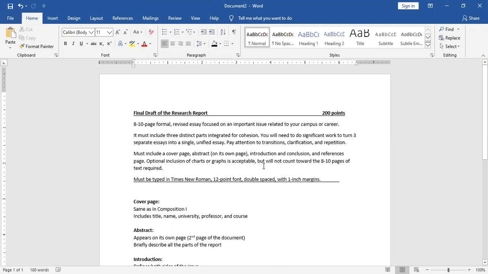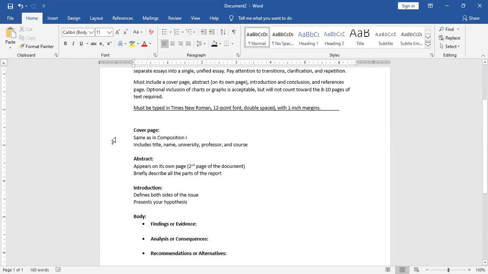So what we've covered so far is that the cover page is the exact same as in composition. It includes title, name, university, professor, and course. Nothing has changed there. The abstract, which we won't write until the very end because we don't know what all the sections are going to say until we write them, appears on its own page, the second page of the document, and it just briefly describes all of the parts of the report. The introduction has two jobs. It defines both sides of the issue and it presents the hypothesis.